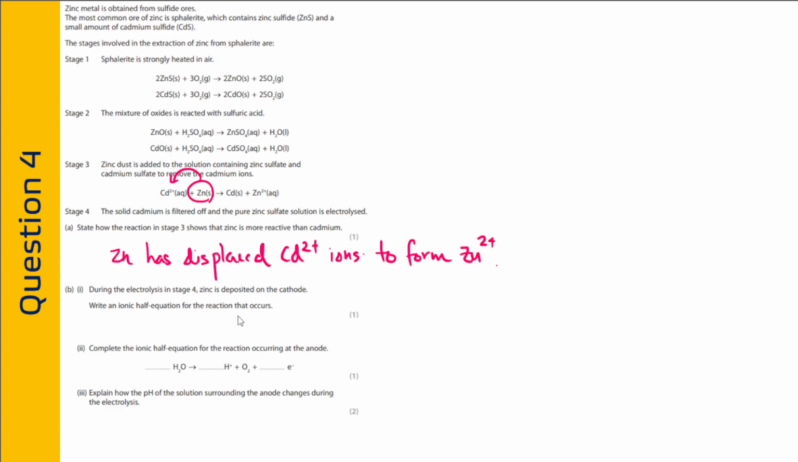Write an ionic half equation for the reaction that occurs in stage 4. So what is stage 4? The solid cadmium is filtered off and pure zinc sulfate solution is electrolyzed. Okay, so zinc is deposited, right? Zinc is deposited on the cathode. So your answer, okay, I'm just going to write it here. Zinc is deposited at the cathode. So at the cathode, it is a reduction reaction. So it should be Zn2+ plus 2 electrons would give you Zn solid. Okay?